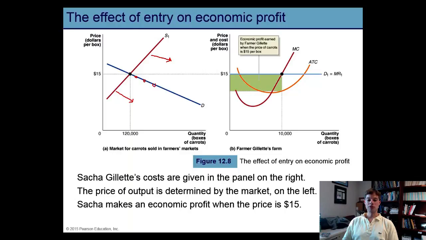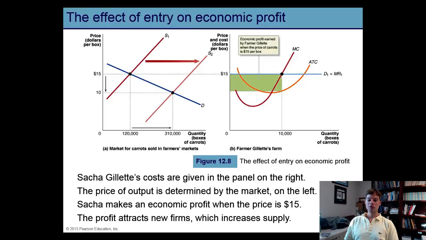New firms will continue to enter the industry as long as there continue to be positive economic profits. This stops when there's no more positive economic profits. In the diagram on the left, you see where the market supply curve has shifted so far to the right that the market price is now $10.